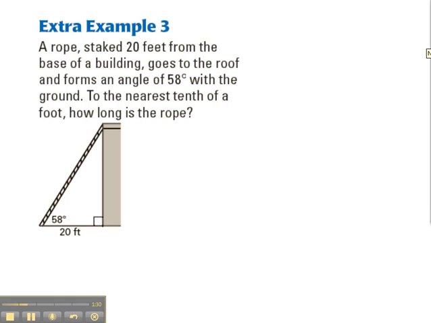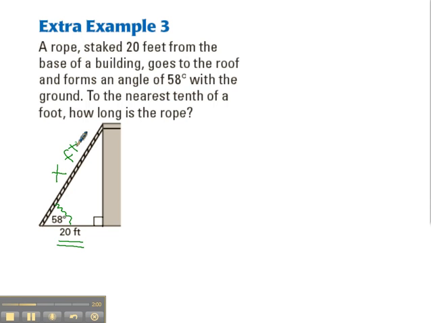Here we have a rope staked 20 feet above the base of a building. It goes to the roof and forms an angle of 58 degrees. So here is my 58 degrees. Here is my rope. It's 20 feet from the building. The question is, to the nearest tenth of a foot, how long is the rope? Well, we're going to say the rope is X feet long.